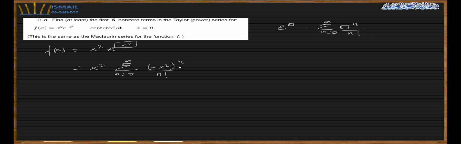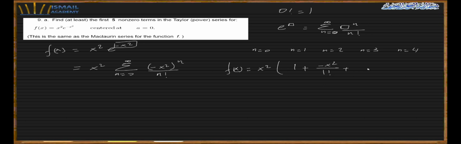Now if they ask me for the first 5 non-zero terms, so I'm going to pick n equals 0, n equal 1, n equal 2, n equal 3, n equal 4. So I have 5 terms here. So if one of the terms is 0, I will extend my n to 5, 6 till I get my first 5 non-zero terms. So here my function will become x squared. Then I'm going to look for the first terms. I plug in 0 for n here, so it's going to be 1 over 1 because 0 factorial is 1. Always 0 factorial is 1. So here it's going to be 1 plus substitute n by 1 here, so it's going to be minus x squared over 1 factorial.